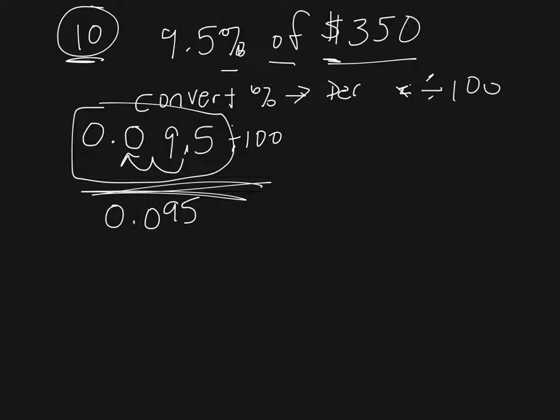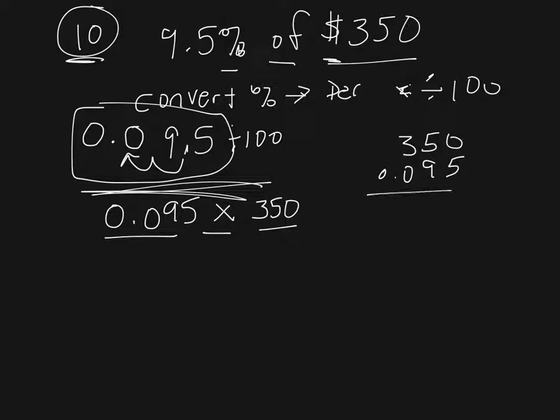Okay, so we converted that percent to a decimal, then you multiply that by the number. So I'm going to take the decimal version of the percent times the number. So we take that 350 and we're multiplying by 0.095. 5 times 0 is 0. 5 times 5, 25. Carry the 2. 5 times 3 is 15, plus the 2 is 17. Put in a placeholder 0. 9 times 0 is 0. 9 times 5 is 45. Carry the 4. 9 times 3 is 27, plus 4 is 31.